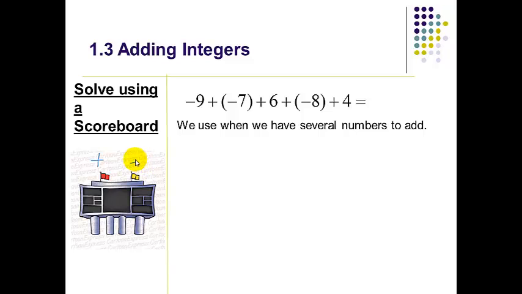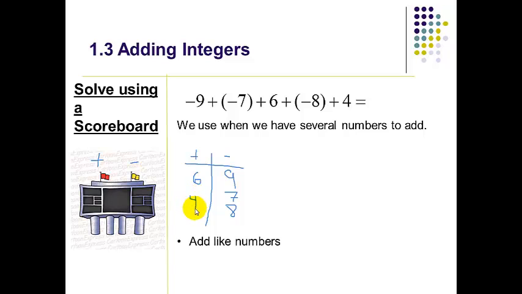And this is a really helpful way when you're adding more than one or two numbers, or I guess 2 or 3 more numbers. So the way that this works is you set up your scoreboard. You have your positive side and your negative side. And then you just go through your expression. So the negative team gets 9 points, so I'm going to put a 9 right here. The negative team gets 7 more points. The positive team gets 6 points because it's a positive. Then the negative team would get 8. And then the positive team would get 4.